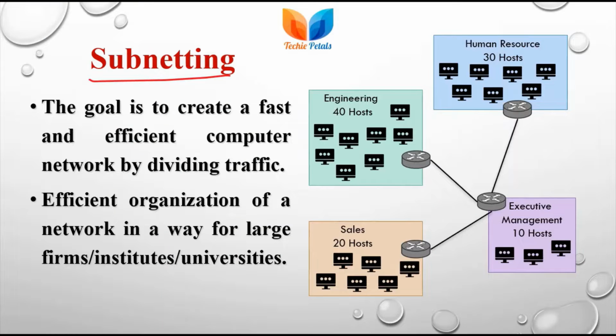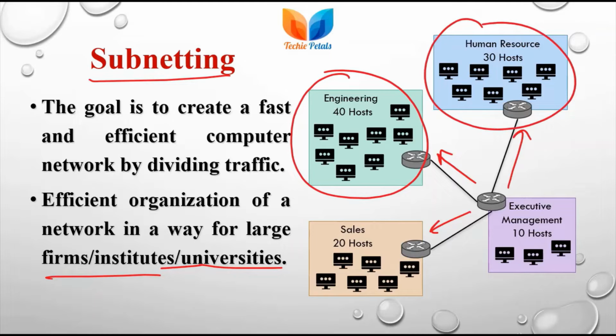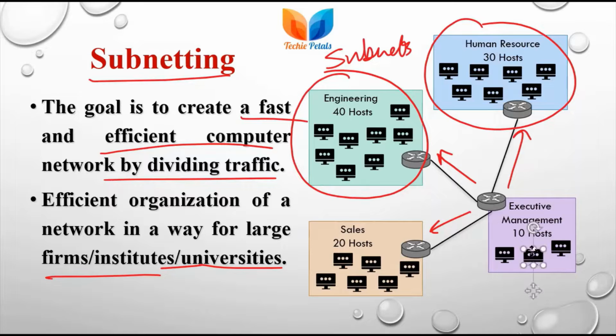Subnetting is a simple way of dividing the traffic of a network and categorizing the network of an organization, institute, any firm or university, so that the traffic can be divided and a fast and efficient computer network can be implemented. Okay, so we have to make different categories of hosts, meaning we are dividing the hosts into multiple smaller networks and we call them subnets, right? Next we have IP addresses.